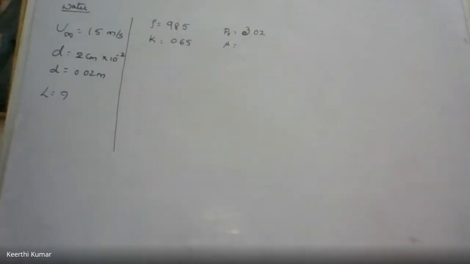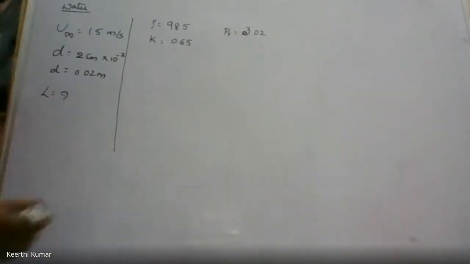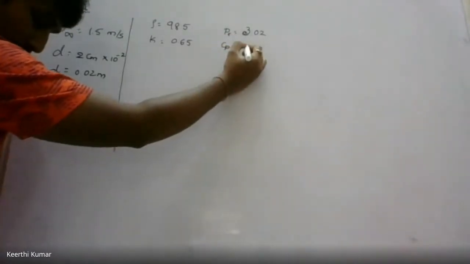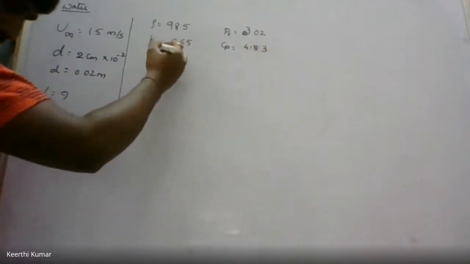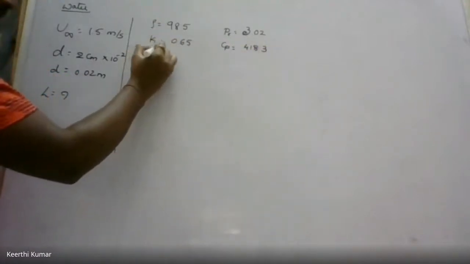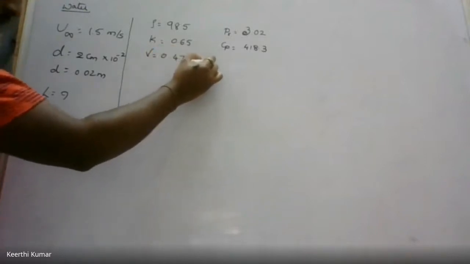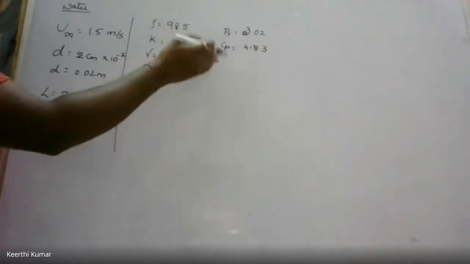Open the data handbook. The property of water at 60 degrees centigrade. Take the values of rho, Pr, K, and mu. See what I did, I have not taken the mu value everywhere. I have taken Cp, which is equal to 418.3, and then kinematic viscosity, 0.478 into 10 to the power of minus 6. If you have mu directly, you can take mu, or else you can take these values.